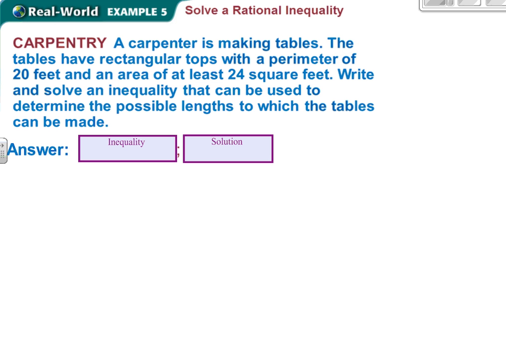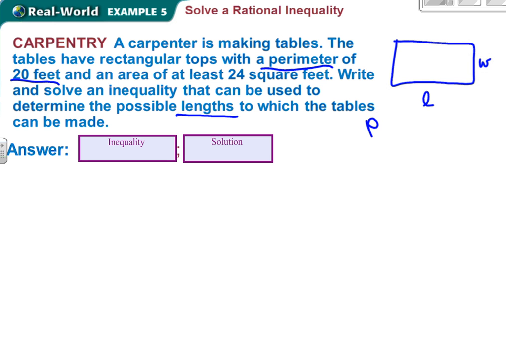So in this one, we have to remember some old facts, things about perimeters and areas of rectangles, and those relationships. It asks us in the problem to determine the possible lengths. We know that a rectangle has a length and a width, and we know something about the perimeter. The perimeter is 20 feet. So we want to get everything in terms of the length for this one.